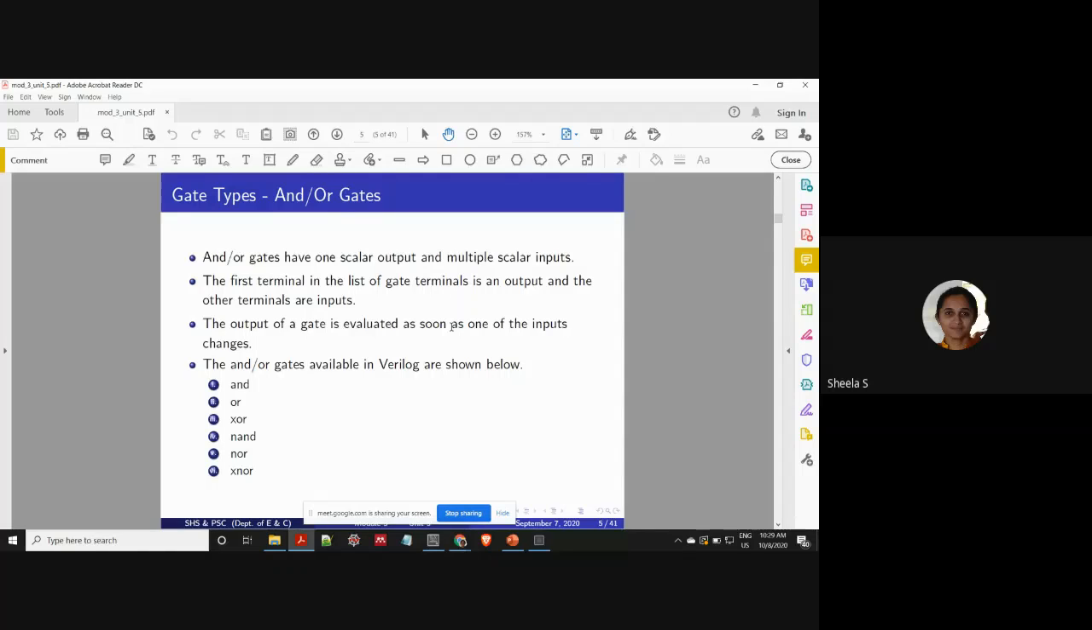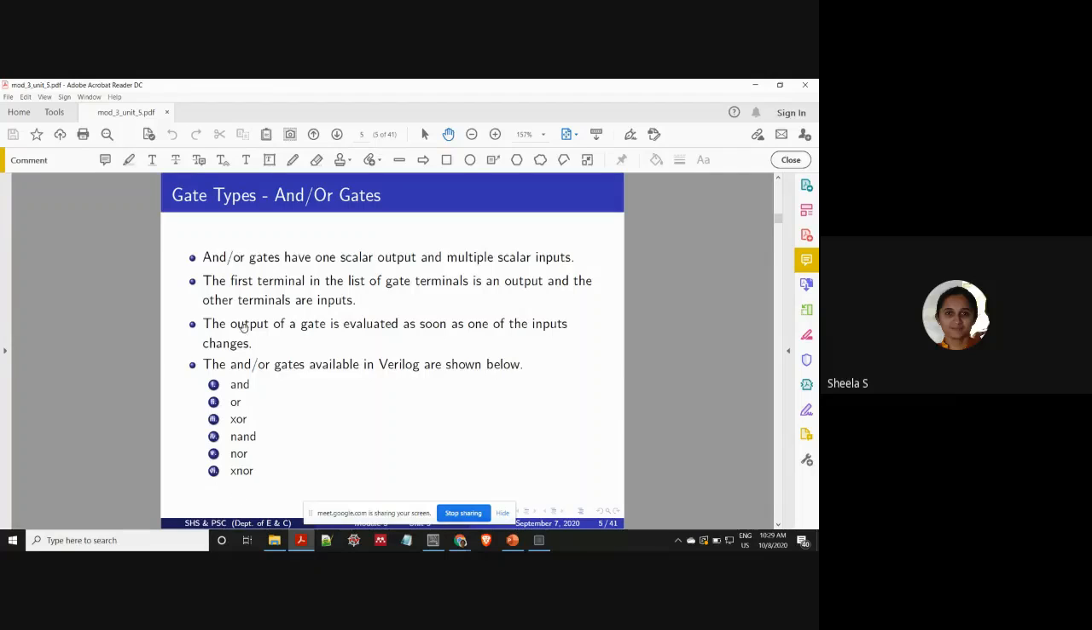So it will check how many inputs and ports are declared. If in the port list there are n number of variables, then the first variable will be the output and the remaining n minus 1 variables will be considered as inputs. This is common for all these gates.